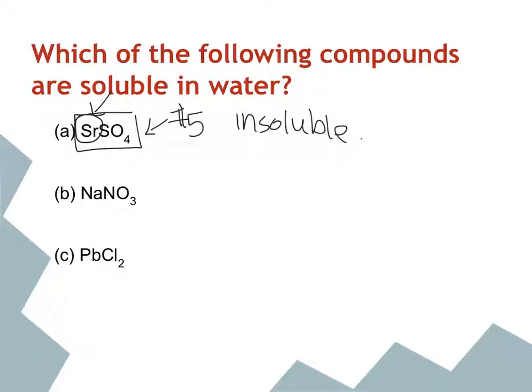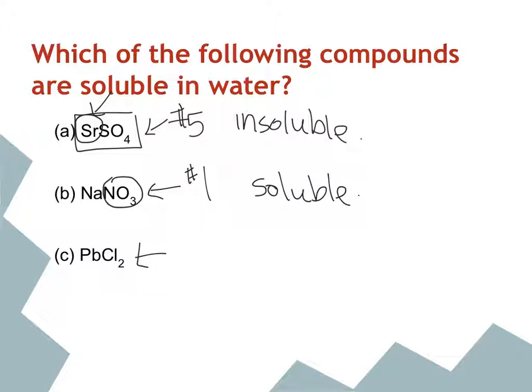In the next one, nitrates, all nitrates are soluble. And it doesn't really matter what they're combined with. So this was rule number 1, and this means that sodium nitrate is soluble.